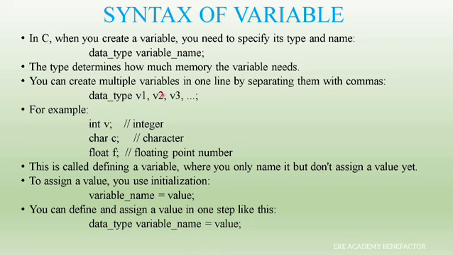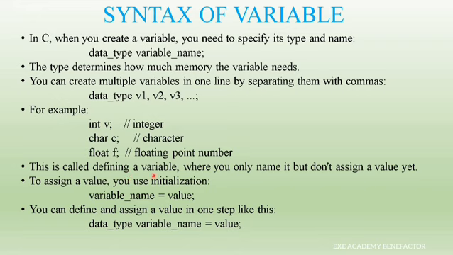You can create multiple variables in one line by separating them with commas. So data type v1, v2, v3, like that. With commas we can create multiple variables. For example, int v, it is an integer data type value we are storing here. char c means it's a character type we are going to store, and float f means floating point number.